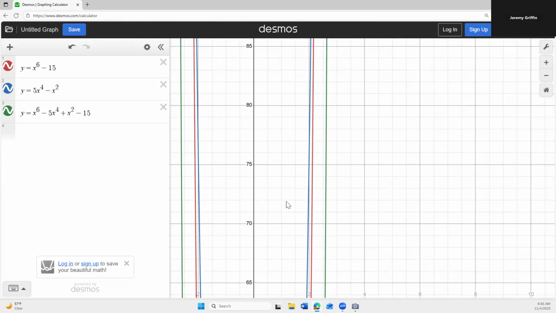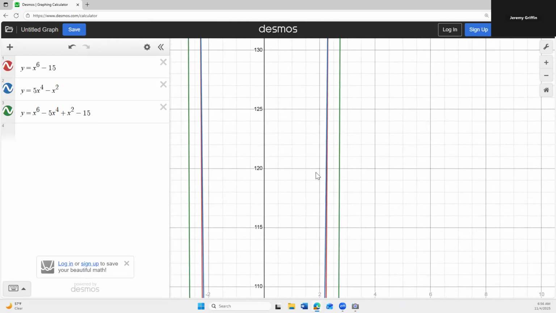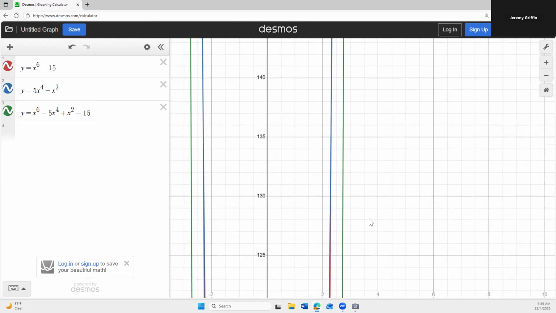Okay, where the red crosses the blue. Okay, it's somewhere right in here. Hard to tell. Let's see if it locks in on it. Okay, no, still gotta go up a little bit. Let's see if it locks in on it.